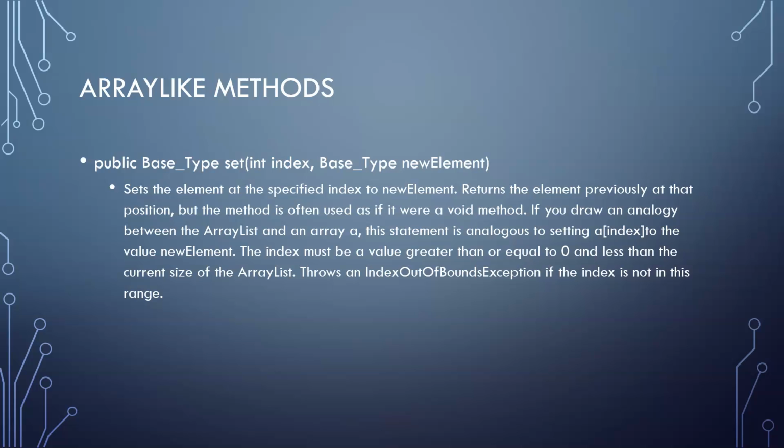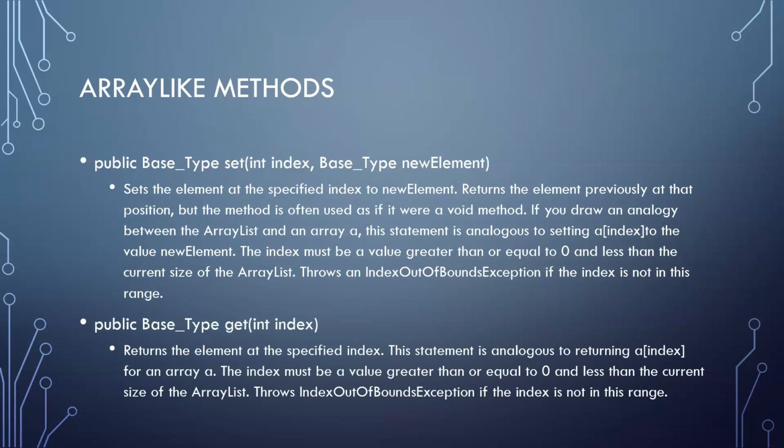The index must be a value that is greater than or equal to 0 and less than the current size of the array list, because it has to know where it is going. Remember, just like an array, it starts at position 0. It will throw an IndexOutOfBoundsException if the index is not in this range. So let's say your range was 0 to 5 and you point to position 6, you're going to get an IndexOutOfBoundsException because 6 does not exist.